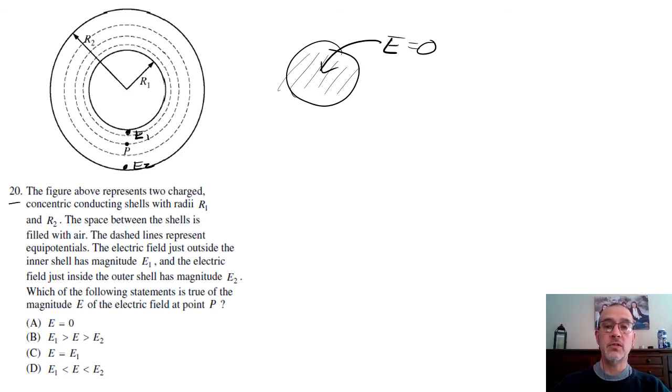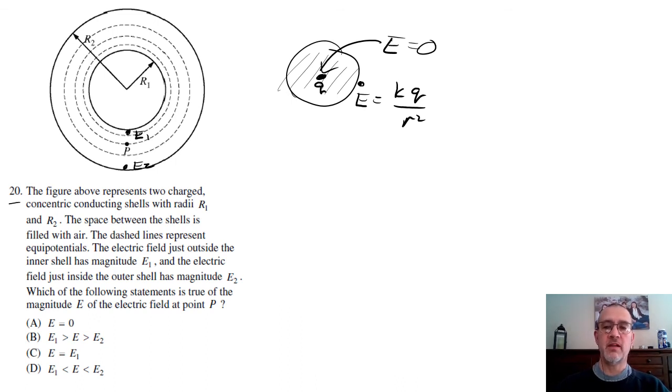So as soon as I get outside, the entire charge is going to behave as if it were at the center. Therefore, if all the charge on the shell was at the center, then the electric field at this point, just outside that conducting sphere, is going to be K times Q divided by R squared. So that would be the electric field just outside the inner one.